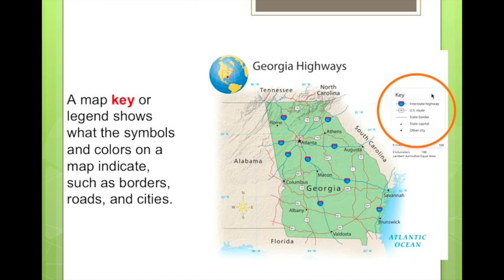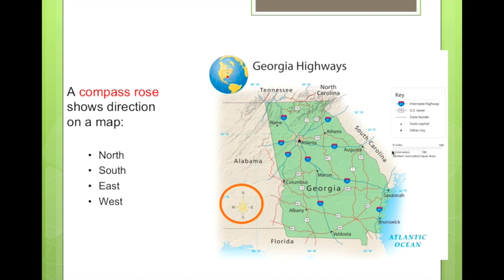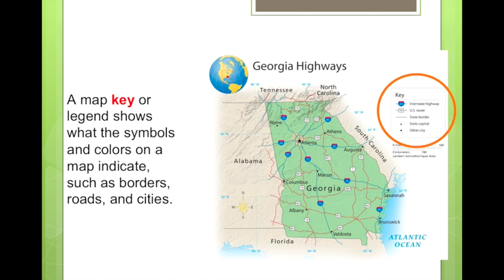Now, this entire thing, the map key, is going to show you what the different symbols and colors on a map indicate, such as borders, roads, and cities. So we have a map key, we have a scale bar, and we also have a compass rose.